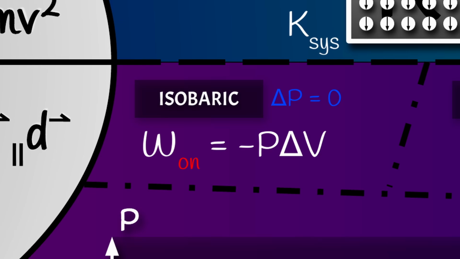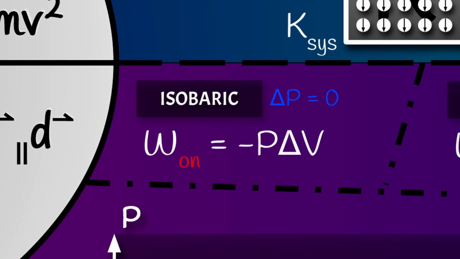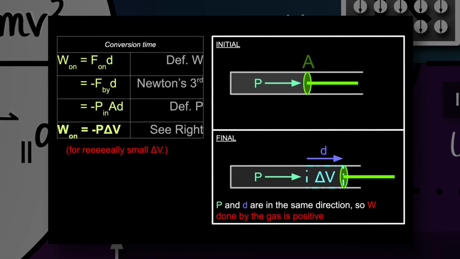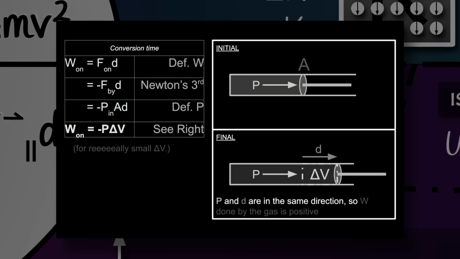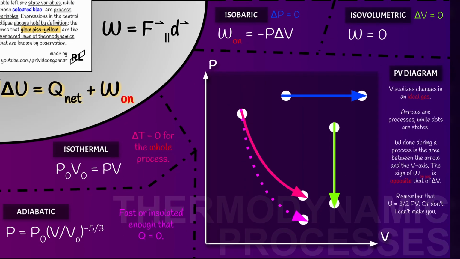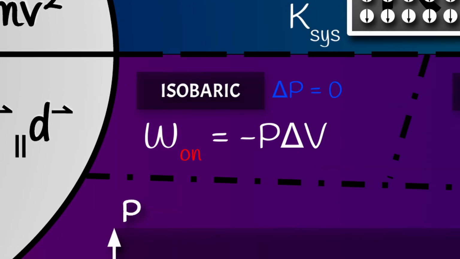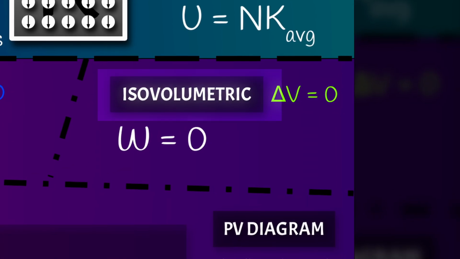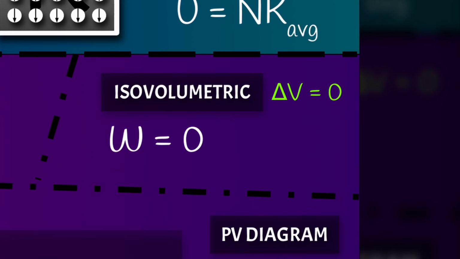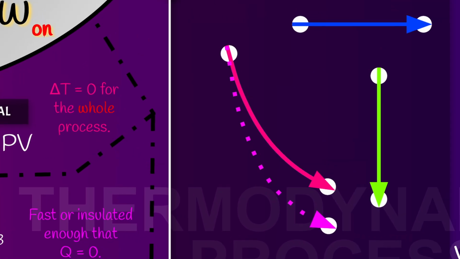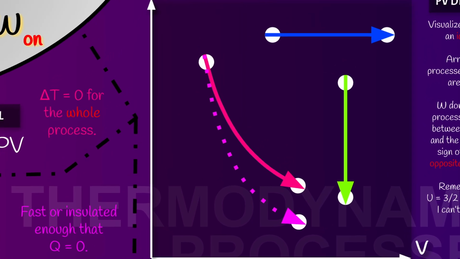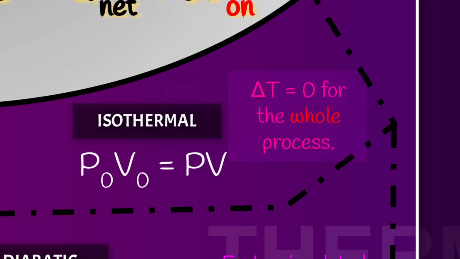If you're not sure whether the work done on or by the gas is positive, it's helpful to draw out the directions of pressure and displacement, because you will mess this up otherwise. Most processes won't be this complicated. For example, an isobaric process has constant pressure, an isovolumetric process has no change in volume and so no work done, and an isothermal process looks hyperbolic because the temperature, which is proportional to pressure times volume, holds constant, so the two are inversely related.